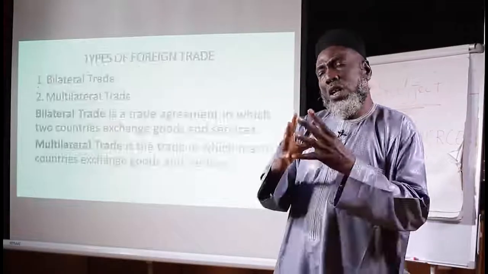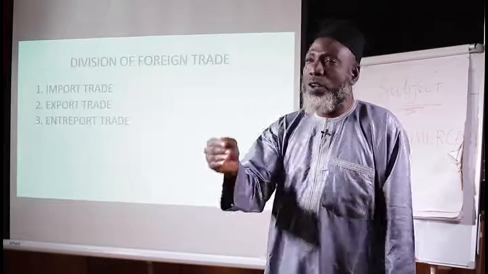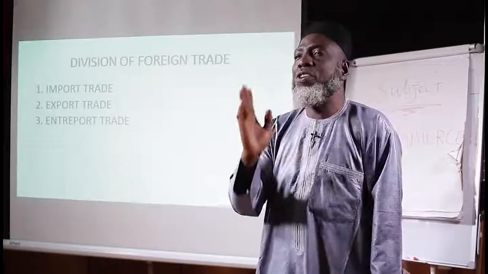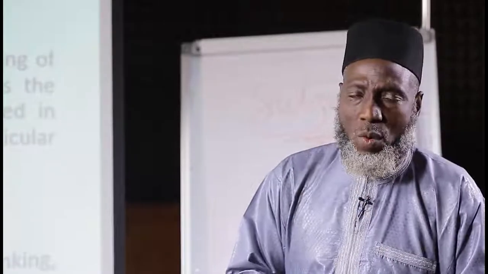Now, after talking about types of foreign trade, we now move further to talk about division of foreign trade. Mind you, I told you from the beginning that foreign trade is the same as international trade, the same as external trade. So we're talking about now division of foreign trade, and it's divided into three. Number one is known as import trade. Number two, export trade. And number three, intra-import trade. Now we will look at them one by one and see what they mean.